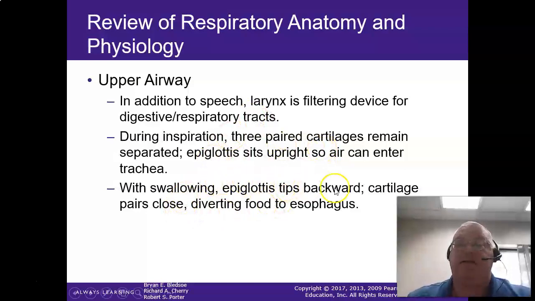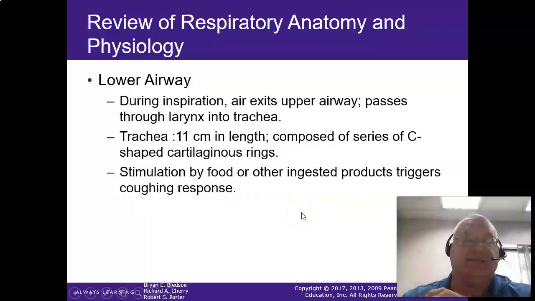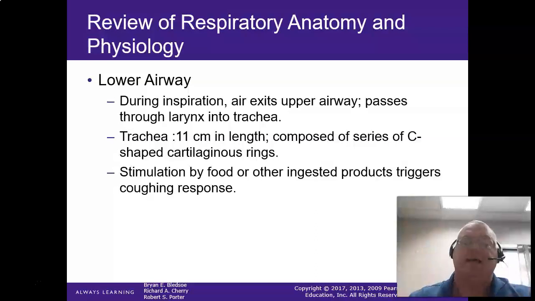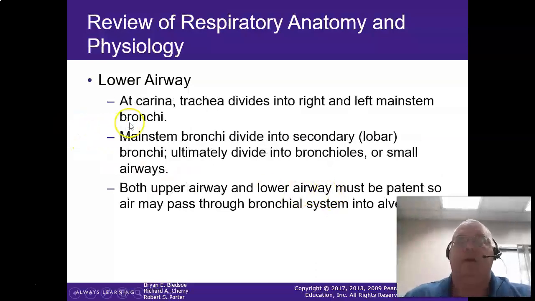When swallowing, the epiglottis will tip backwards, and the cartilage pairs close and divert the food into the esophagus. So again, it's got a very important function. Your trachea is about 11 centimeters in length. It's C-shaped cartilage rings. The rings do not go all the way around. It's supported in the back by the spine. That's why you don't have it all the way around. And the stimulation from food or other ingested products triggers a coughing reflex. So if it does go down the wrong pipe, guys, your body knows to do that. Okay? It knows to do that.